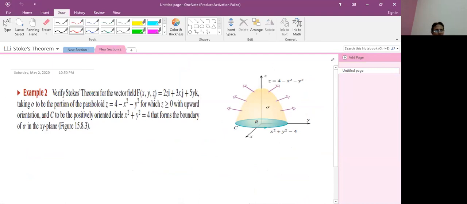for the vector field F of x, y, z equals 2z i plus 3x j plus 5y k, taking sigma to be the portion of the paraboloid. This shape is a paraboloid, as you know very well, like a parabola, and it is formed from a circle. So x square plus y square is equal to 4. This is an equation of a circle, and the shape above represents the paraboloid.